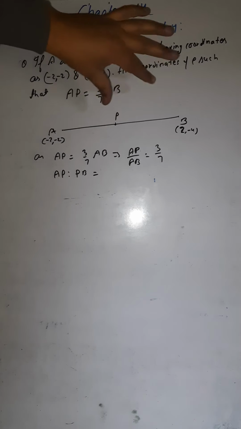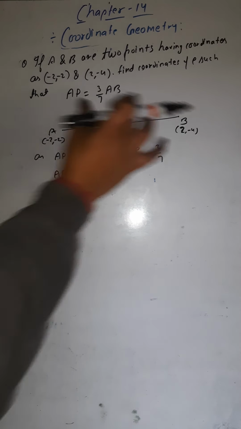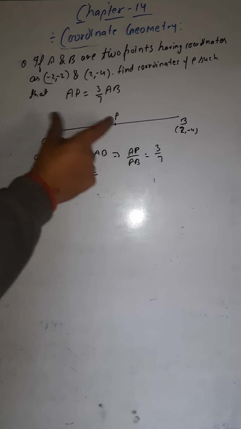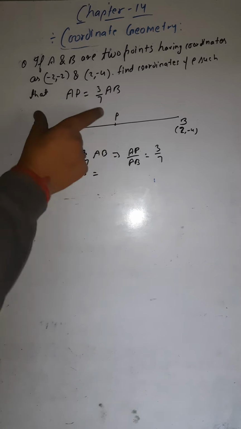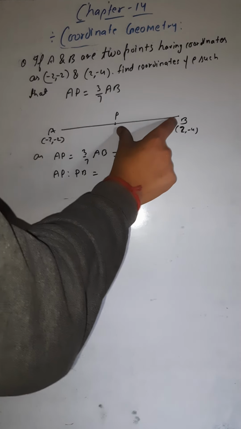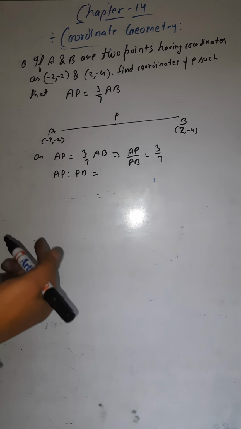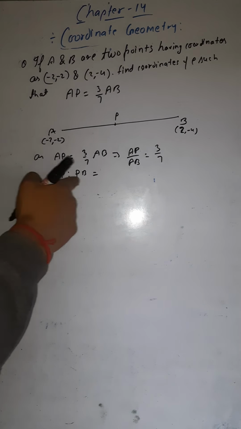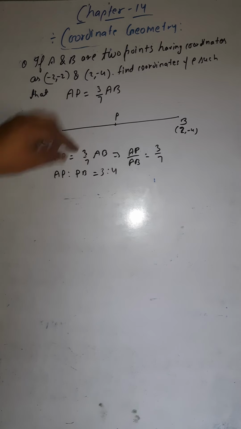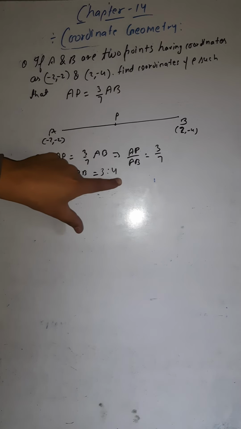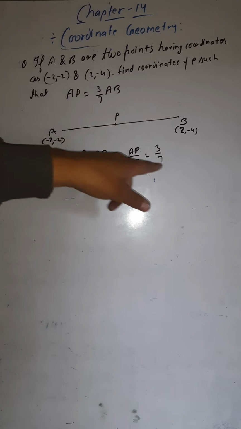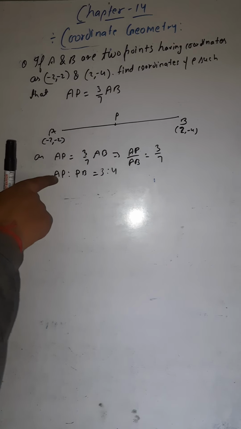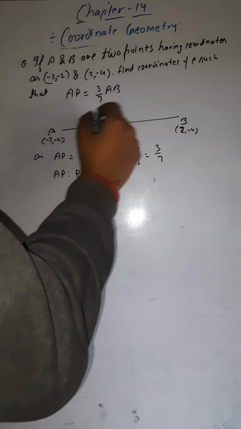This total is 7 part. So can you tell me how much is this PB? Just think about it. AP is 3 part and total AB is 7 part. So how much is PB? Yes, this is 4th part. So AP ratio PB would be equal to 3 ratio 4. Are you getting this? AP is 3, PB is 4 part, that is why the total has become 7. So we have got the value of AP ratio PB, that is 3 ratio 4.